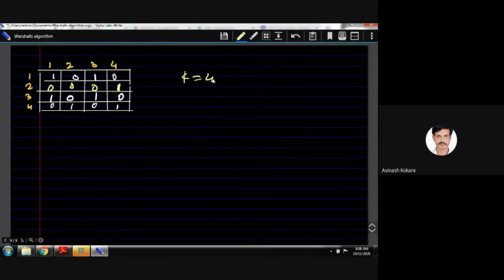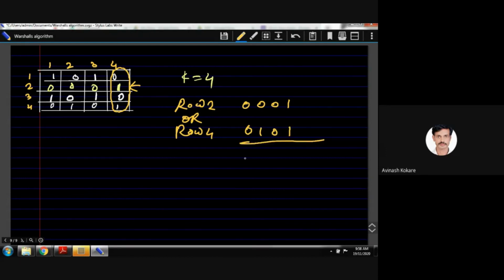K equals to 4. So you will mark this column, 0, 1, 0, 1. If you see in column number 4, row 2 is giving value as 1. So you have to modify row 2 or row 4. What is row 2? 0, 0, 0, 1. And what is row 4? 0, 1, 0, 1. So just OR this: 0, 1, 0, 1. Am I right? So row 2 is modified as 0, 1, 0, 1.